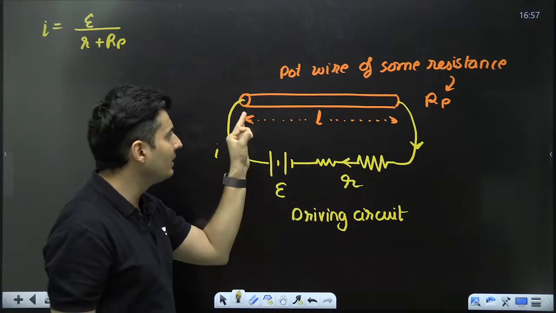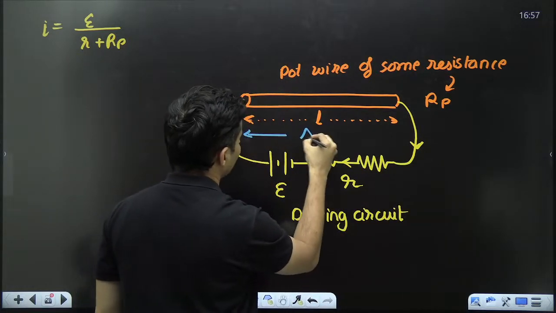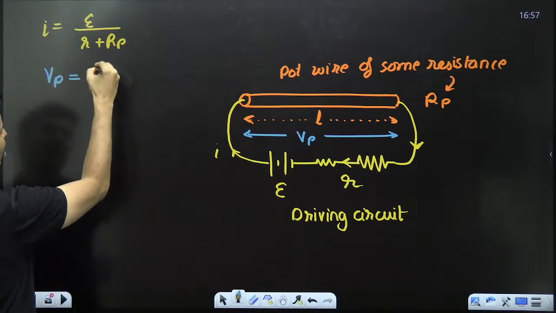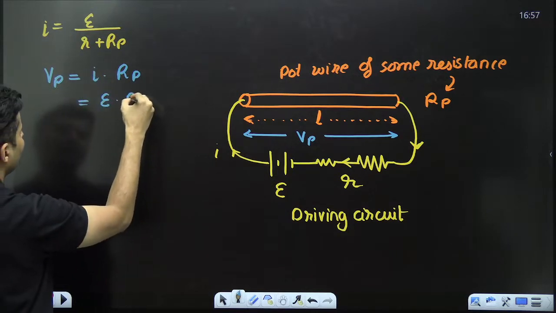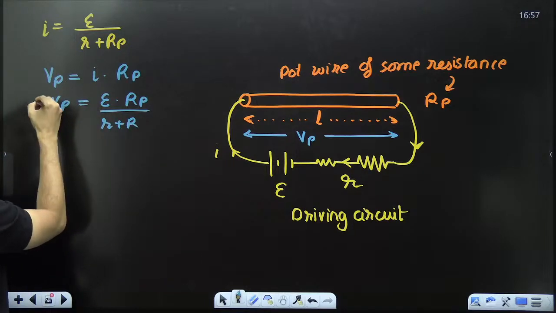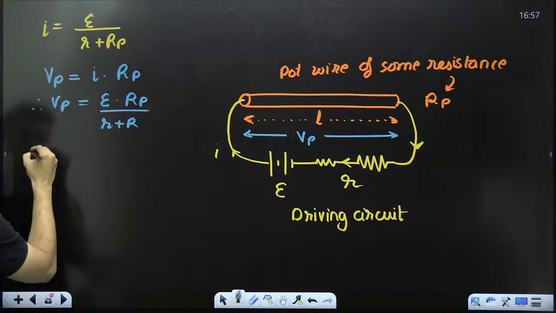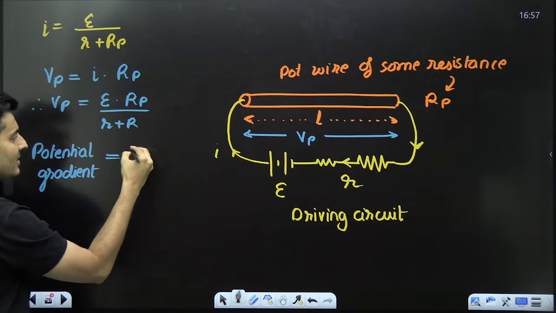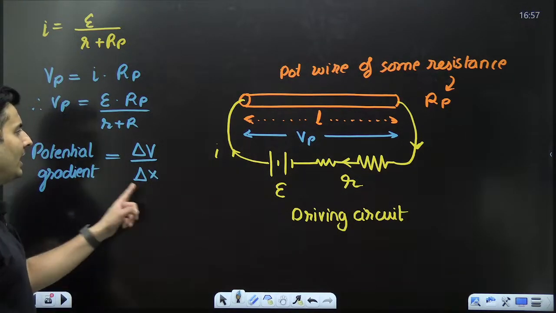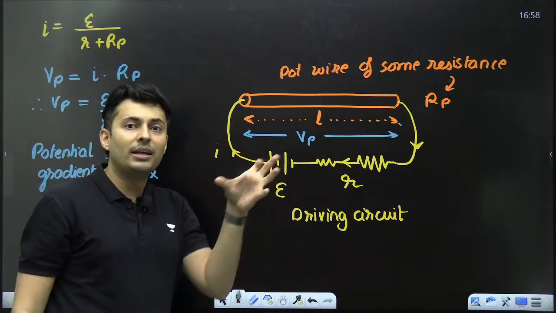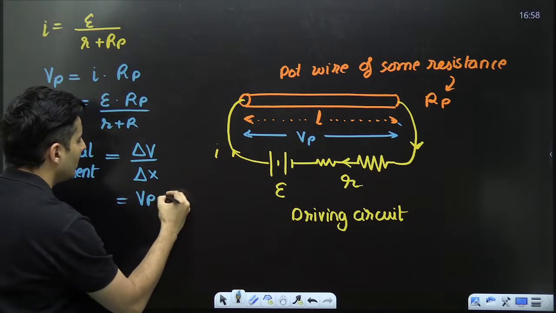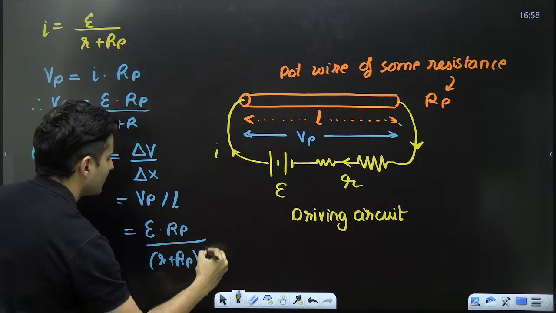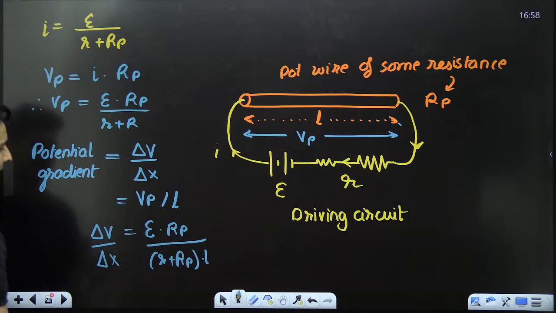To find the potential gradient, the first thing we do is find the voltage between these 2 points. What is the total voltage across the potentiometer wire? Won't it be the current into its resistance? That current is already known, so it is E into Rp divided by R plus Rp. That is the voltage of the potentiometer wire. Now, like I said, there is a new physical quantity called potential gradient of a potentiometer. This is how much the voltage drops per unit length, delta V by delta X. Change in the voltage per unit length. If I move 1 meter, how much is the voltage change? So here you can see it is Vp divided by the length. Hence this whole thing, E into Rp divided by R plus Rp, multiplied by 1 over the length L, is your delta V by delta X. That is your potential gradient.